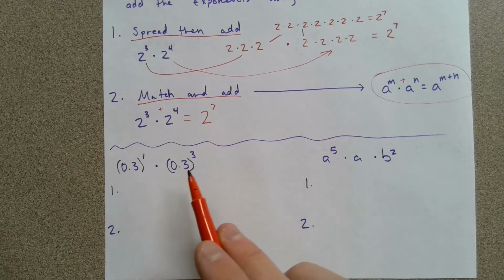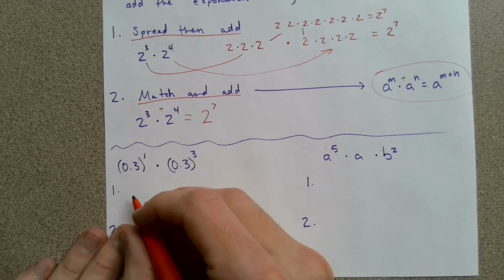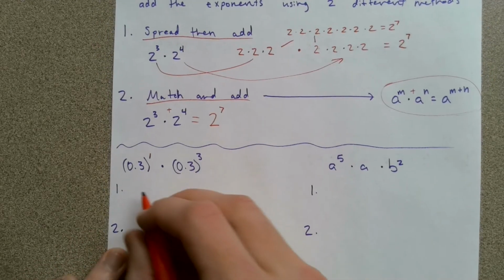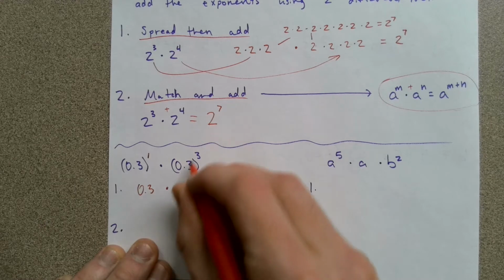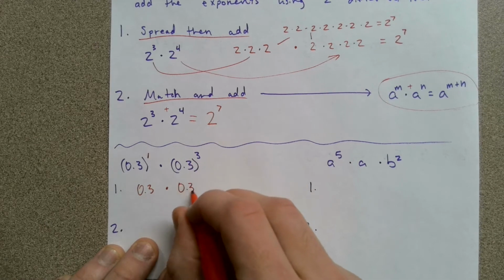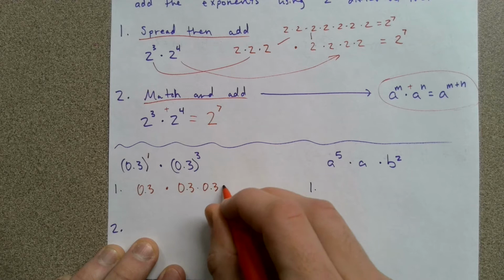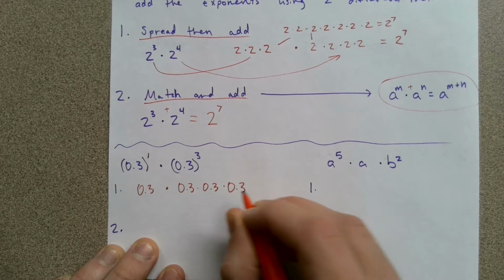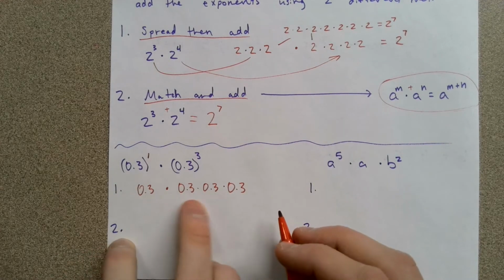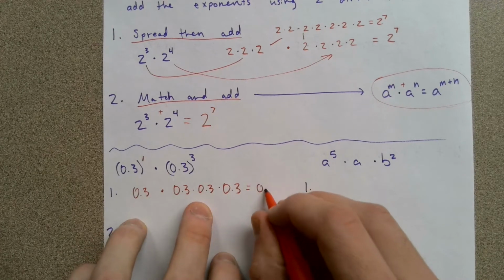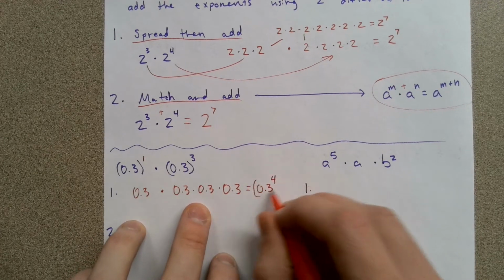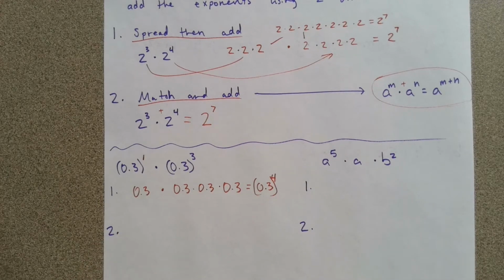Times 0.3 to the third power. Well, let's start with our spread then add method here. It's going to be 0.3 one time times 0.3 three times. Oh, we got a lot of decimals here, making it confusing. What do I really have here? I have 1, 2, 3, 4, 0.3 to the fourth power. Easy. Spread those out, add them up.